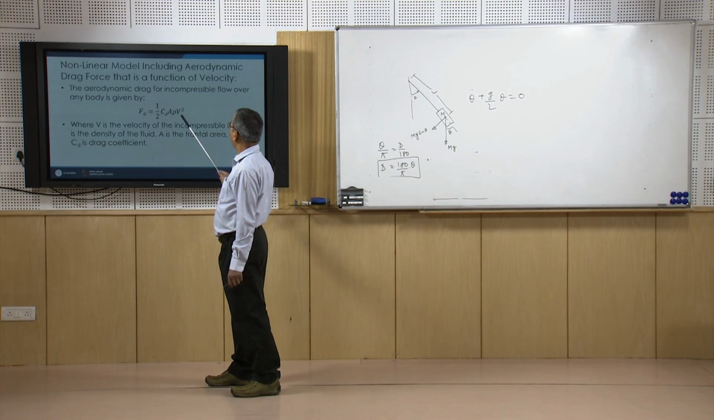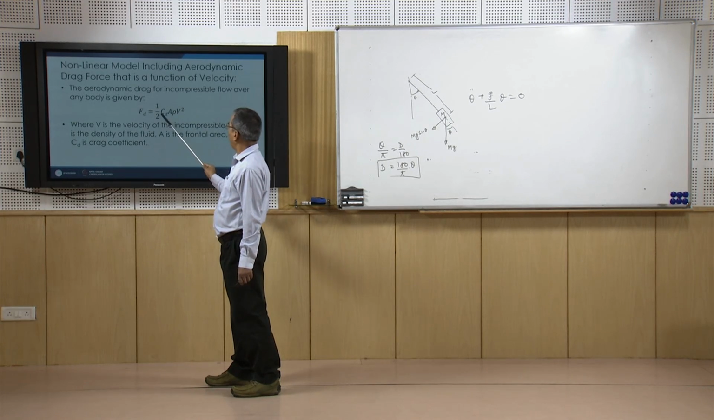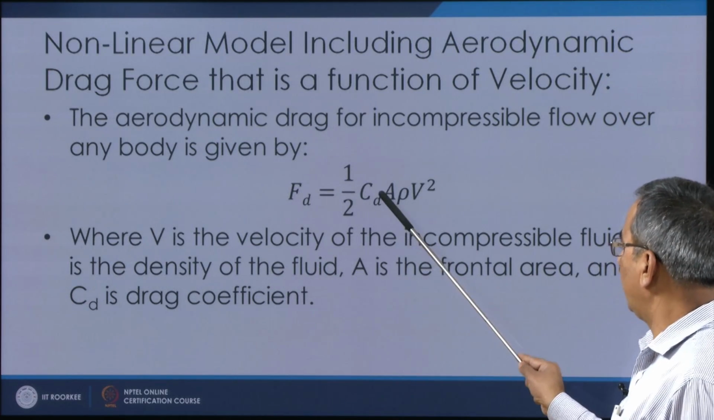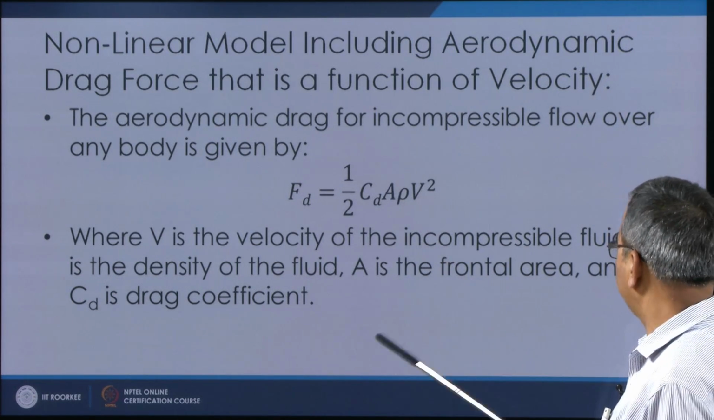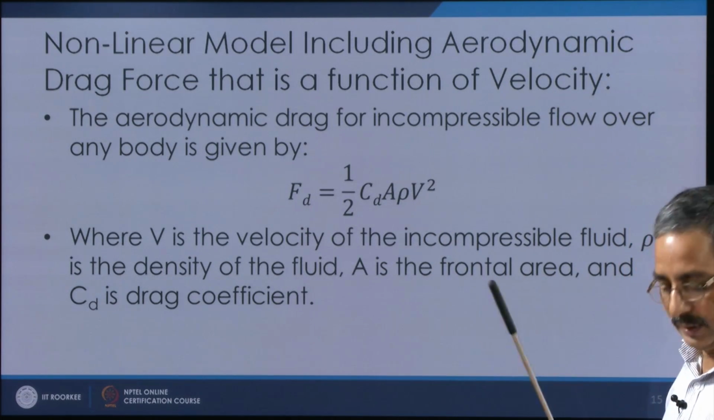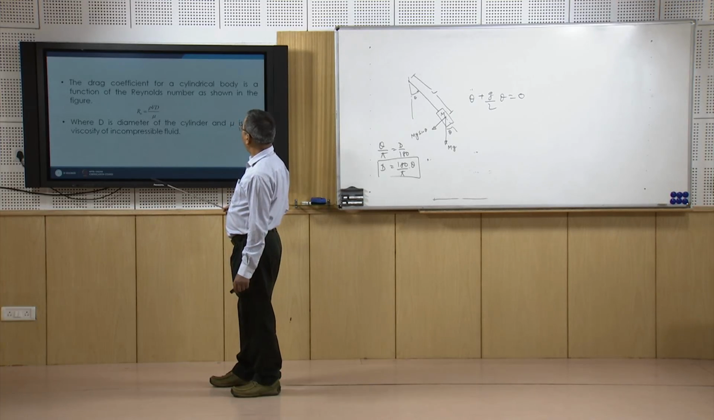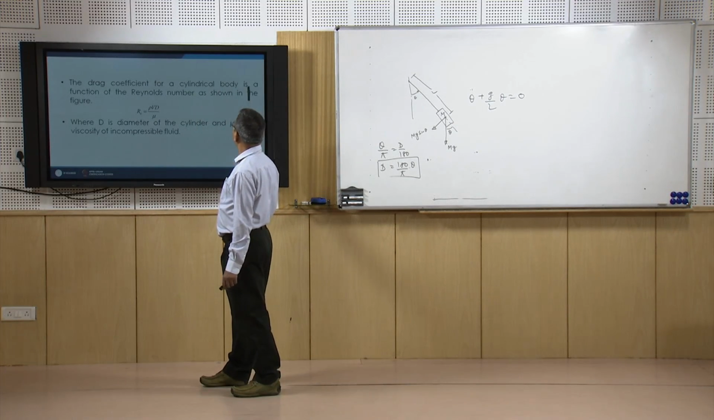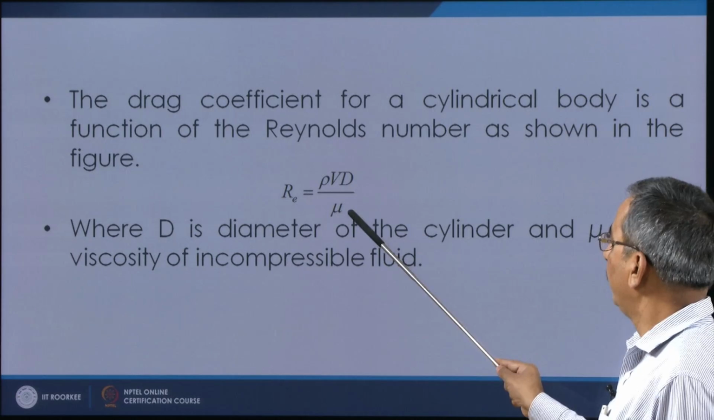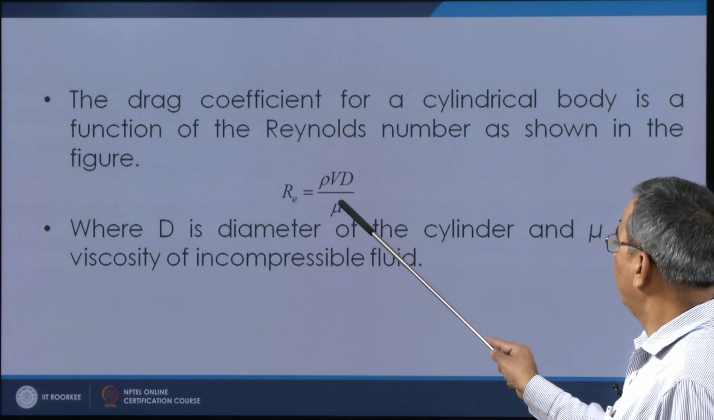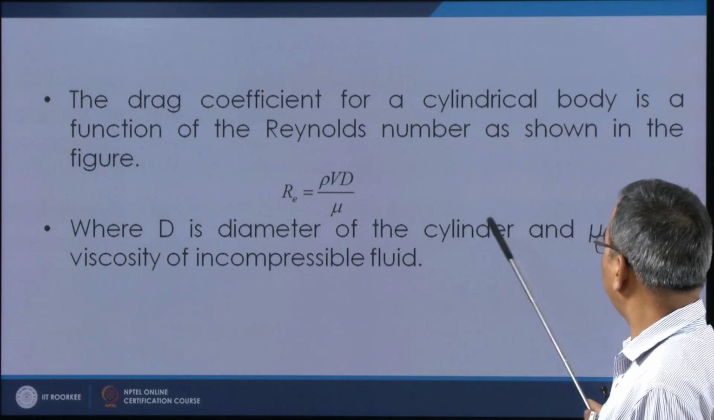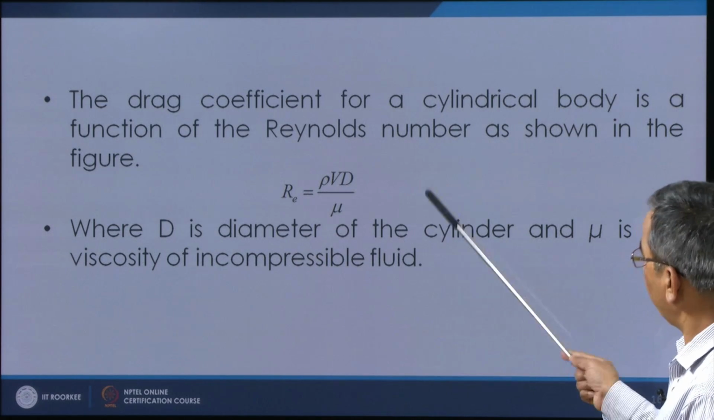the aerodynamic drag force for incompressible flow over any body, and this is given by CD A rho V square, where CD is the drag coefficient, A is your frontal area, V is velocity, and rho is the density of the fluid. Now, the drag coefficient for the cylindrical body is a function of Reynolds number Re, which is given by rho Vd by mu, where mu is the viscosity of the incompressible fluid, and d is the diameter of the cylinder. Other terms we have defined.